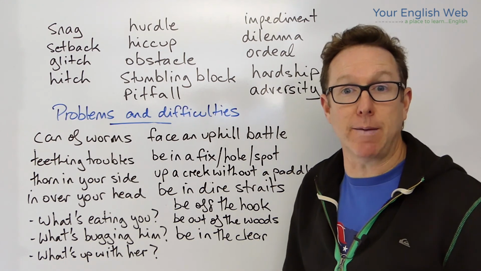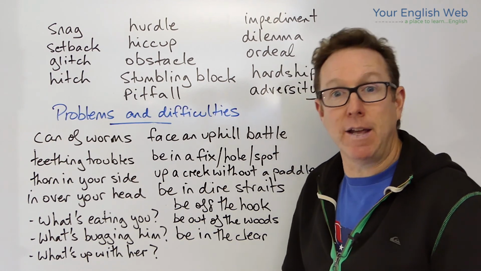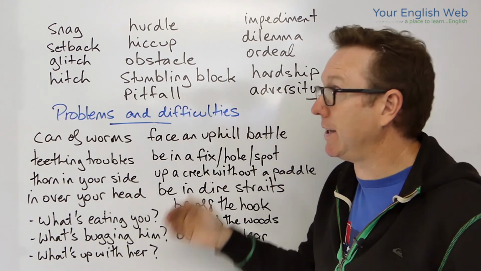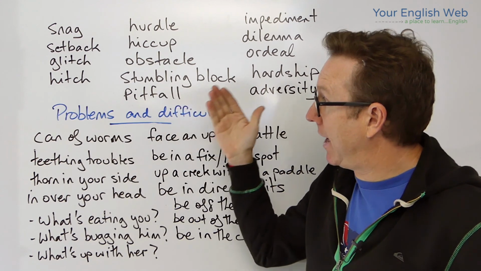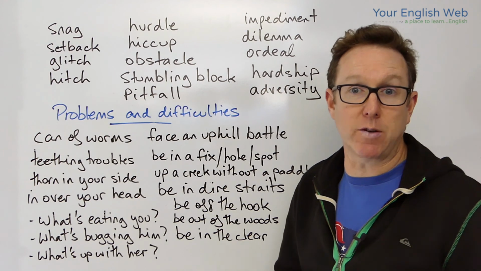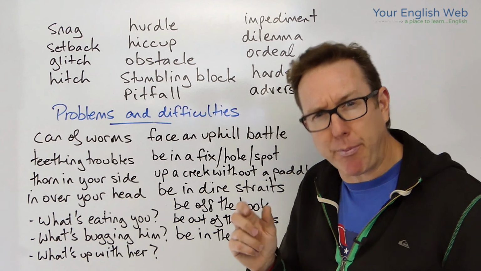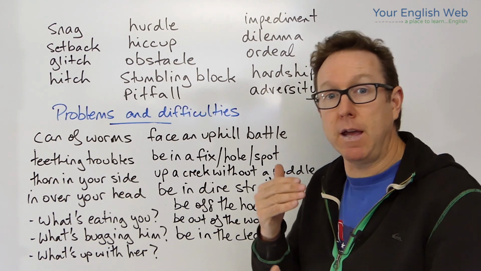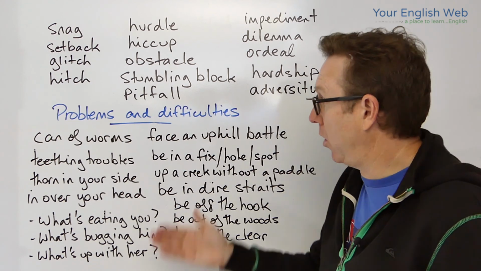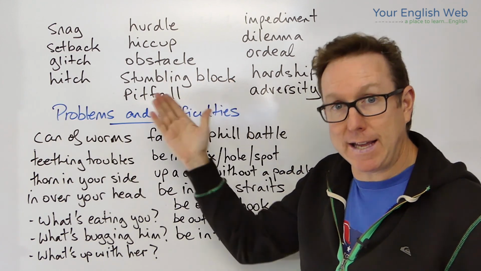You can also have setbacks in life. If something doesn't go the way that you plan and you have a setback, it means that you can have a problem or a difficulty. We have a glitch and we can have a hitch. Again, if we're talking about some type of project or situation and we have a glitch or a hitch, we have a slight problem which affects the progress of that particular project or situation. So a small difficulty or problem, glitch or hitch.